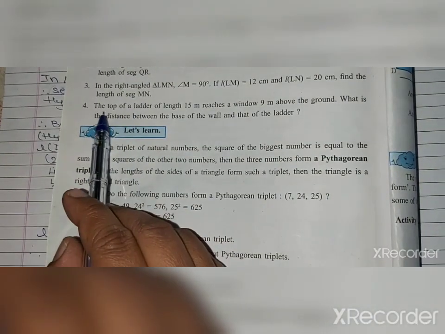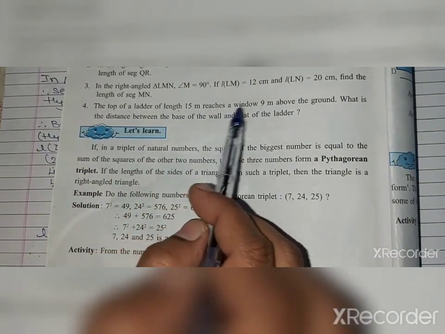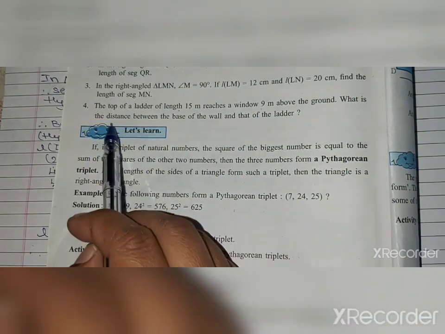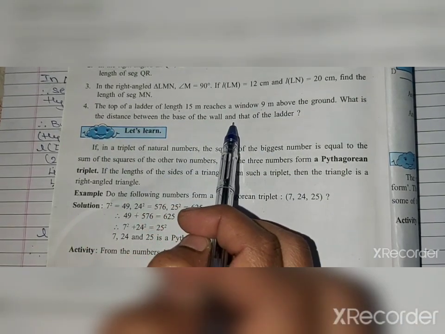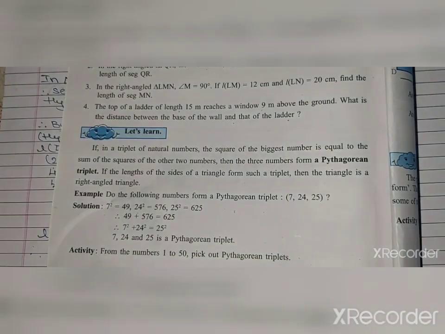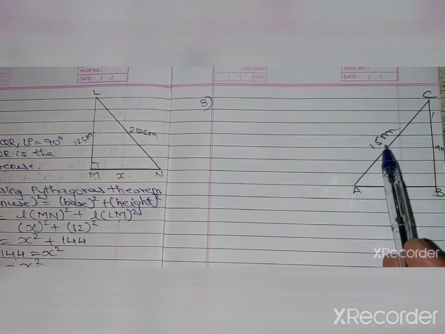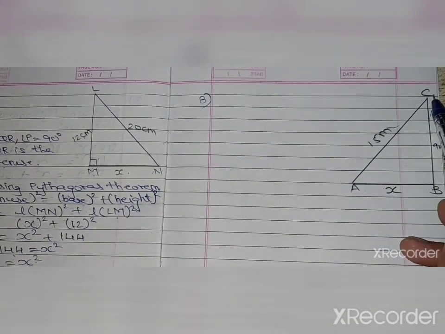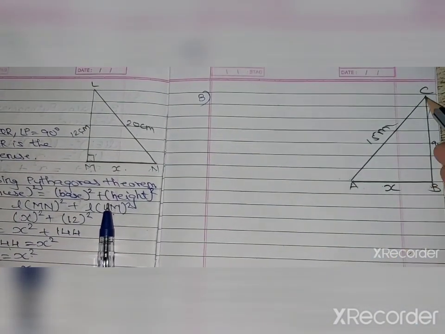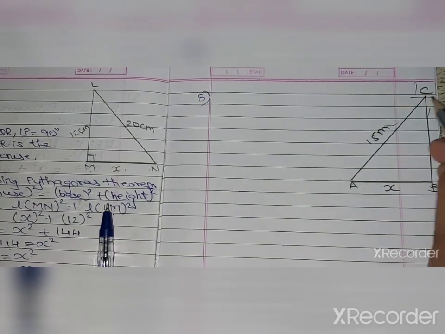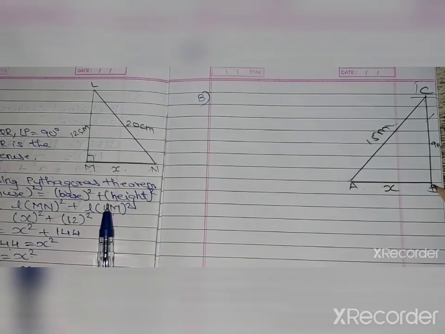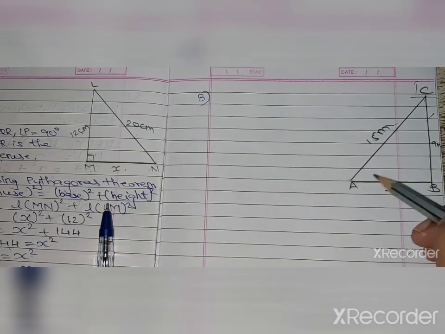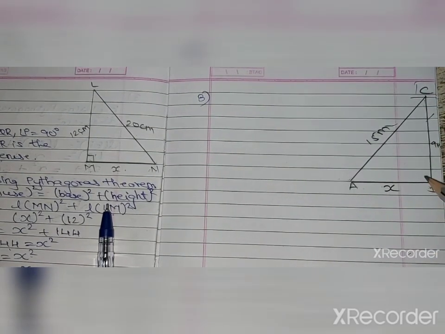Now next sum. Fourth one. The top of the ladder of 15 centimeter reaches a window 9 meter above the ground. What is the distance between the base of the wall and that of the ladder? Okay. Now see here. C is the window. Okay. This is the ladder. This segment AC is the ladder. C is the window over here. Okay. And this is the wall. Understood? Here this BC is the wall, AC is the ladder, and C is the window.